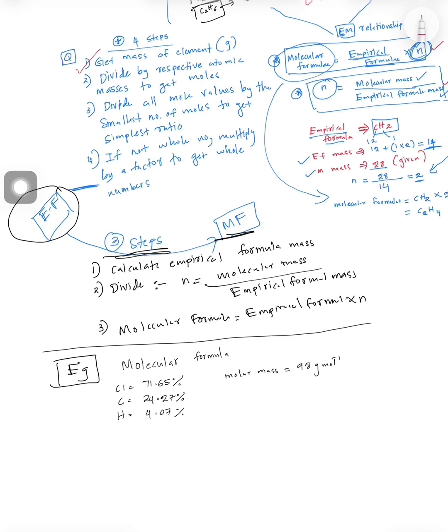So when they say mass percentages, it's like this. Now, if I take this entire compound, in 100 gram of the compound, chlorine is 71.65 grams. If I take carbon, it is 24.27 grams. If I take hydrogen, it is 4.07 grams.